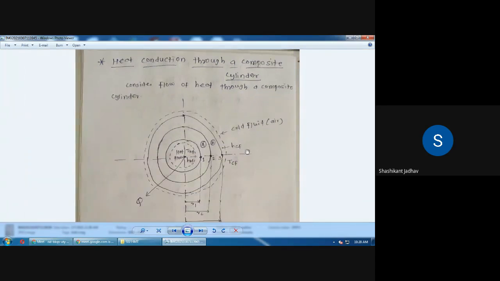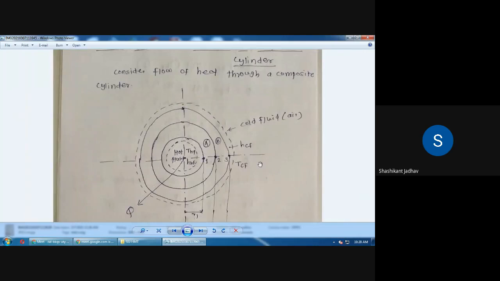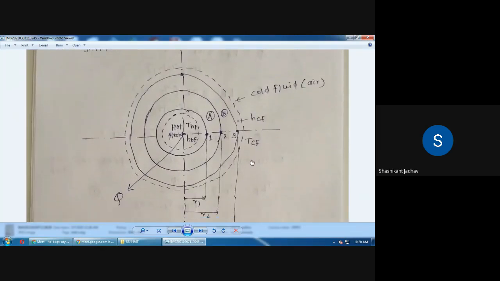Okay, so write down, draw this diagram. This is the diagram for the composite cylinder. In this case we have considered the two layers of the cylinder. Layer A is there, layer B is there. At the inside of this layer there is a hot fluid, and outside of this B layer there is a cold fluid or air is there.